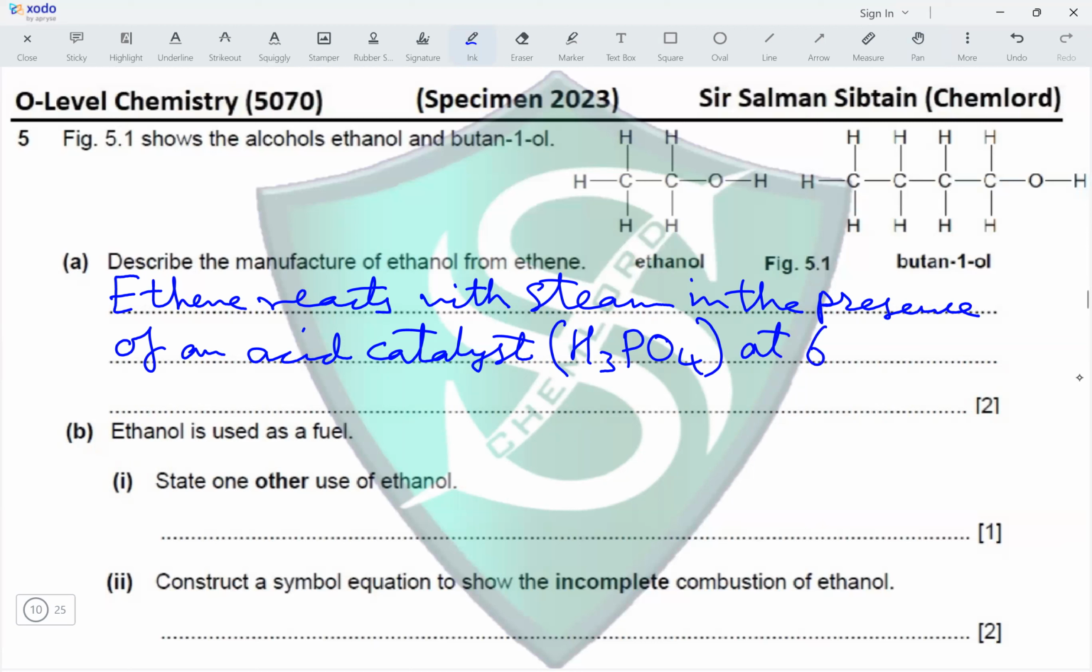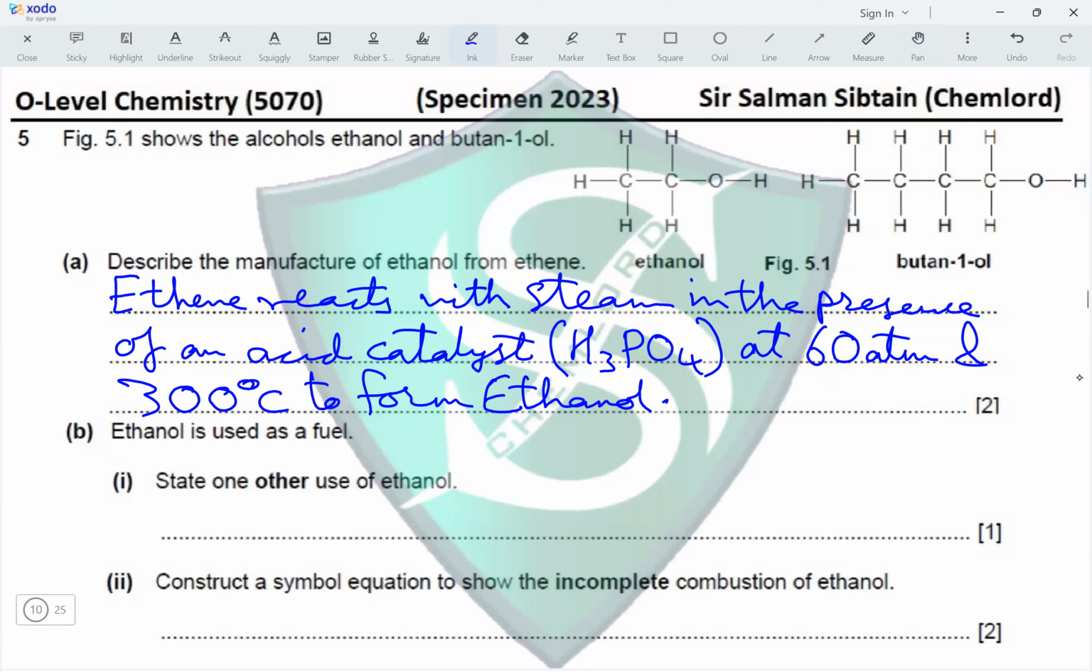at 60 atmospheric pressure and 300 degrees Celsius. These are the conditions required for ethene to react with steam, and this results in the formation of ethanol. So we will complete our sentence: to form ethanol. So this is how the manufacture of ethanol from ethene occurs.